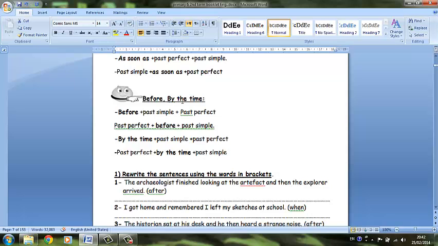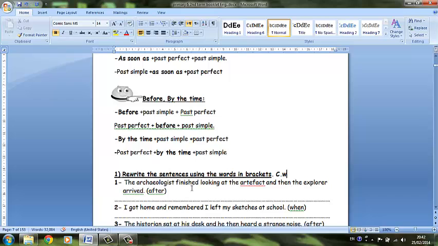Okay. Rewrite the sentences using the words in brackets, okay? And this will be a classwork now. So we are going to answer it now. This is a classwork. We are going to answer it now. Rewrite the sentences using the words in brackets.